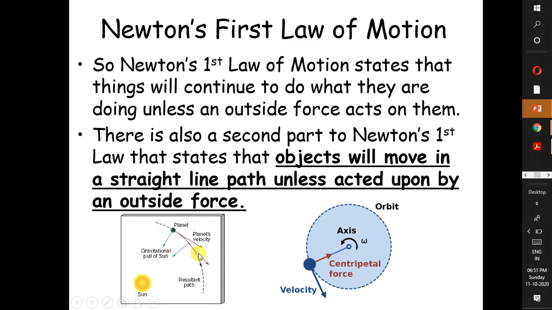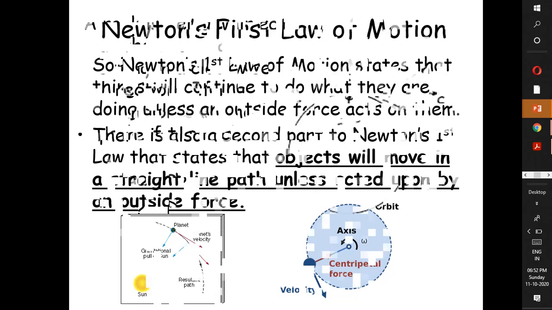See here, the planet and planetary velocity, the resultant vector. There is a centripetal force there. It is the velocity of the angular motion. So this is what will happen. It is a straight line path unless acted upon by an outside force.